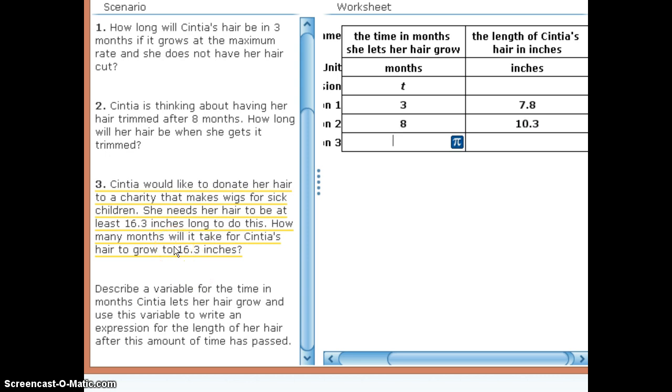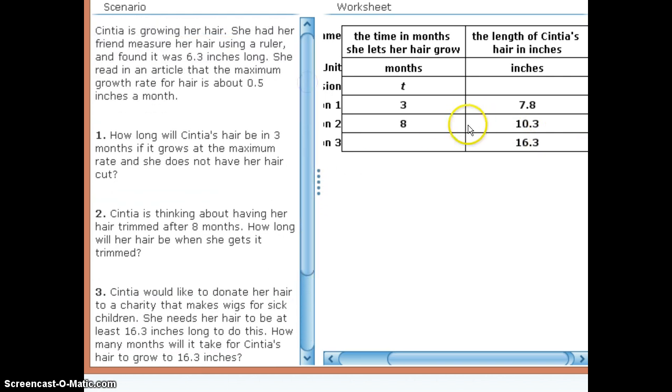and then it says Cynthia would like to donate her hair to a charity that makes wigs for sick children. She needs her hair to be at least 16.3 inches long to do this. How many months will it take for Cynthia's hair to grow to 16.3? So here I have 16.3. I'm given the length of her hair, and I have to think about how many months that would have taken.